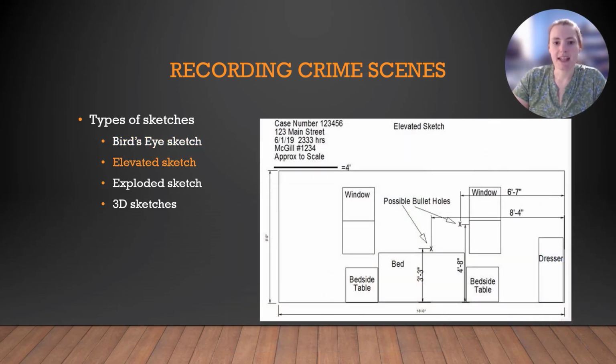The next type of sketch is called an elevated sketch. Elevated sketches are also 2D like bird's eye sketches, but they show a wall or other vertical surface instead of the floor. For these sketches, height and width are important, but depth is not relevant. Elevated sketches are useful when investigators are trying to document evidence on a vertical surface, like a bloodstain pattern that's on a wall.